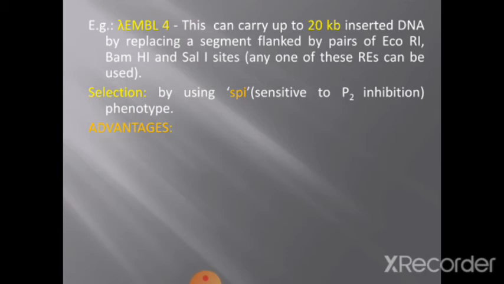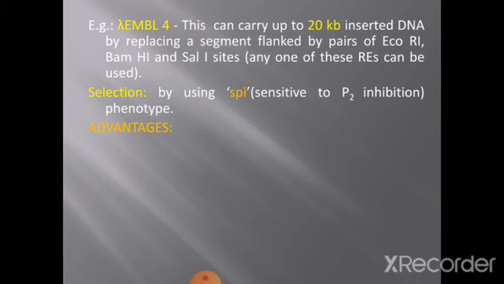It will not be sensitive to P2 inhibition, and therefore in such cases selection of recombinant cells is very easy, because recombinant cells can infect cells that carry P2 prophage. Such cells are used as host cells for cloning experiments with these vectors.